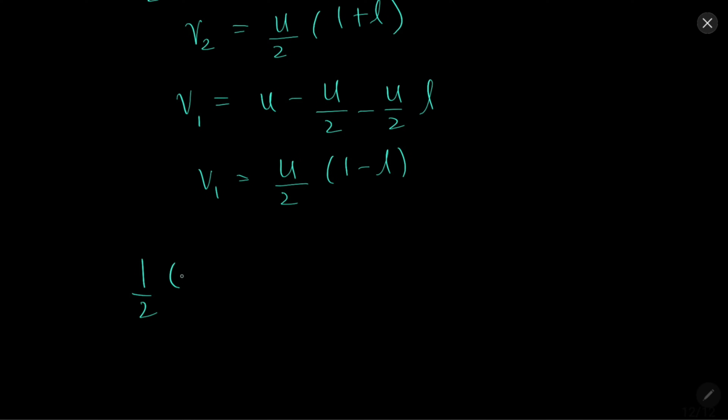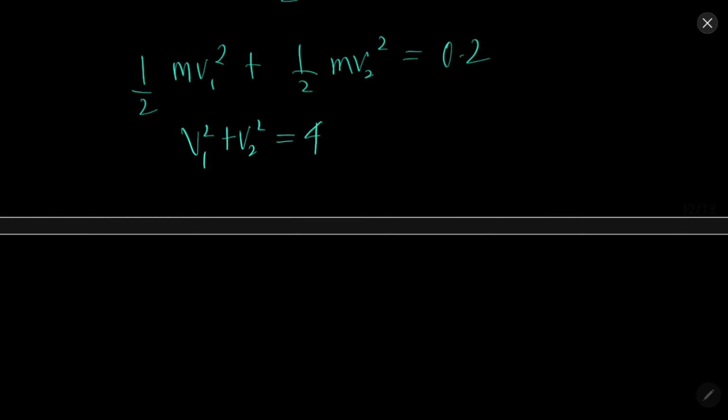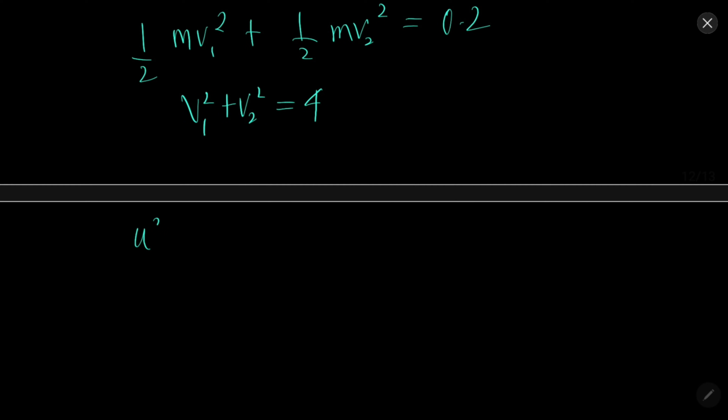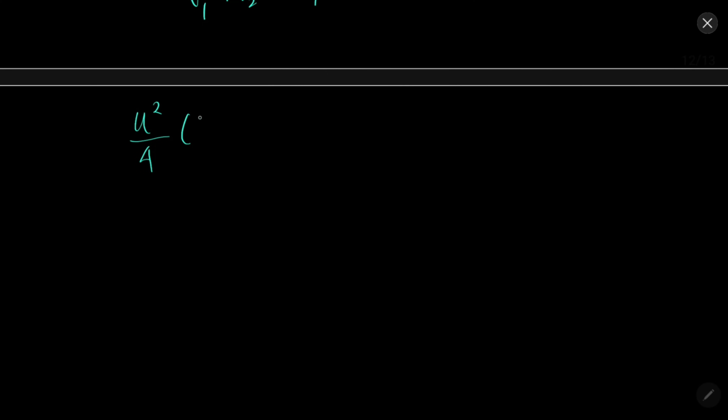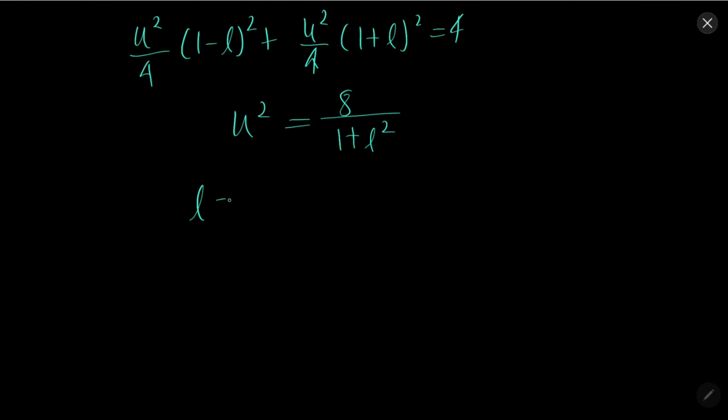So now we have been given this thing, half mv square, it is equal to 0.2. So v1 square plus v2 square equal to 4. So ultimately u square by 4 (1 minus e) whole square plus u square by 4 (1 plus e) whole square equal to 4. From here u square equal to 8 over (1 plus e square). For e equal to 0, u square will be 8, u will be 2 root 2 meters per second.